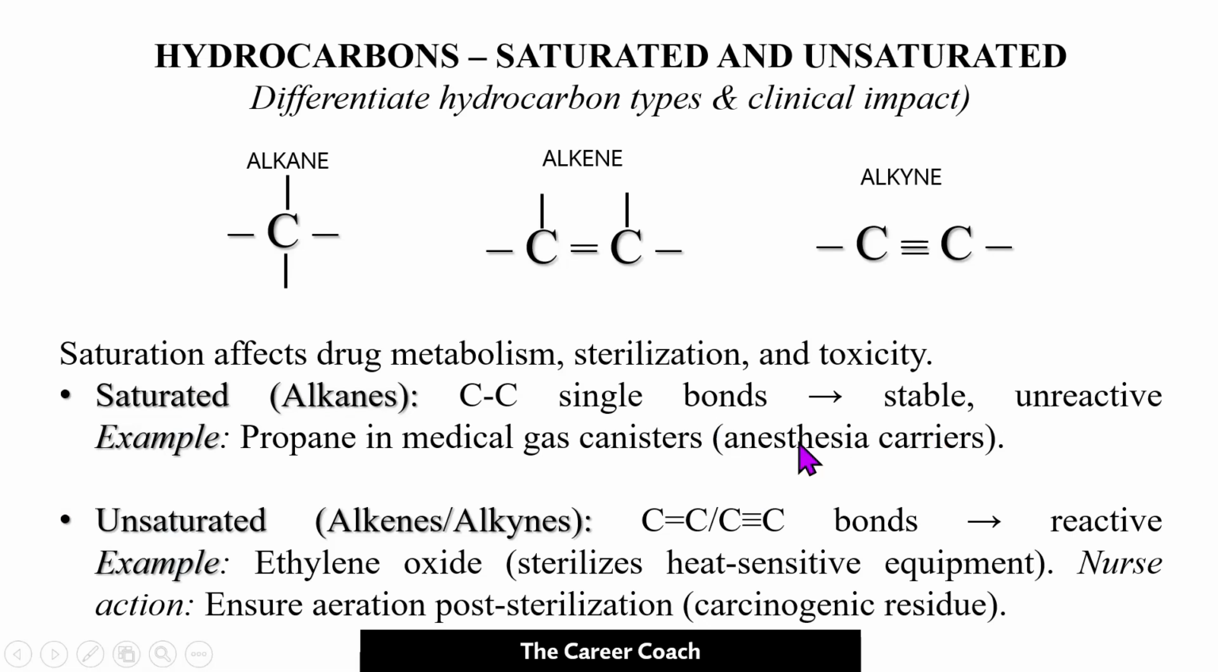It is used as an anesthesia carrier. The next are the unsaturated. The unsaturated hydrocarbons include the alkenes and the alkynes, which have a double bond and a triple bond respectively. They are very reactive. An example is ethylene oxide. Ethylene oxide is used to sterilize heat-sensitive equipment. Nurse action: the nurse must ensure aeration post sterilization, that is, expose the sterilized equipment to air. This will prevent the formation of carcinogenic residues.